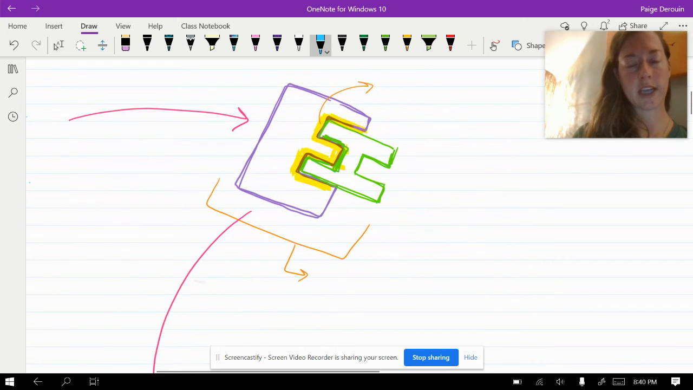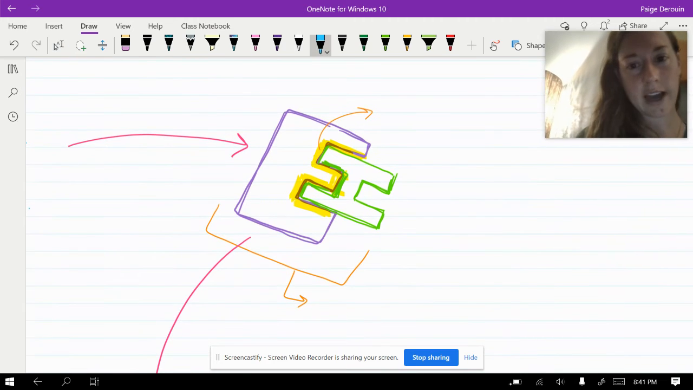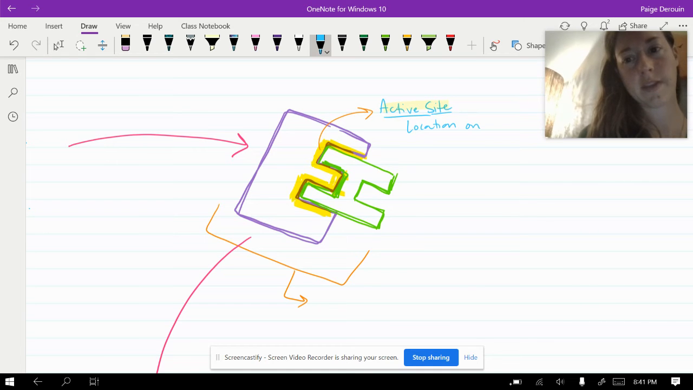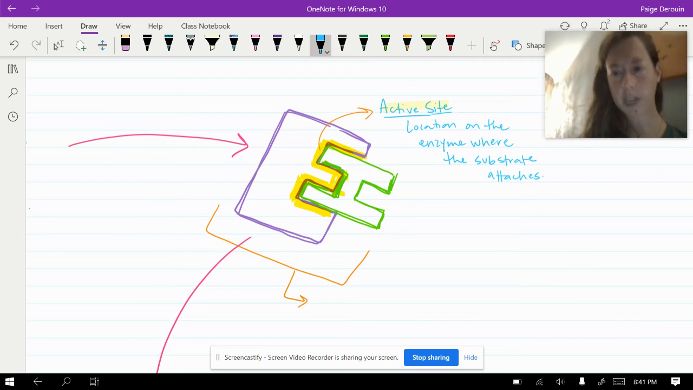Then the enzyme and the substrate come together and attach. If the enzyme's the wrong shape, the substrate can't come together with the enzyme. The line that is highlighted in yellow is called the active site. This is the location on the enzyme where the substrate attaches. So the most important thing to be the right shape is that active site.